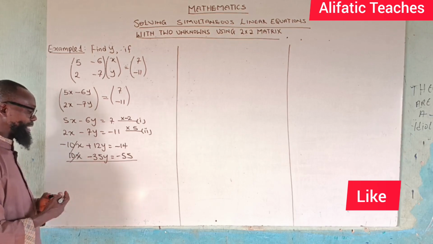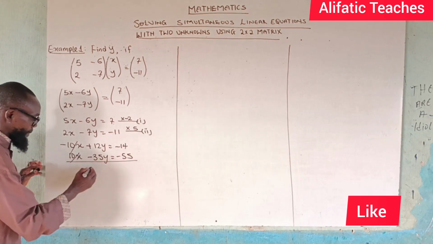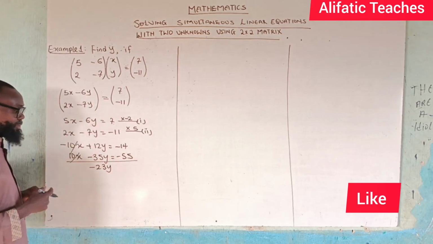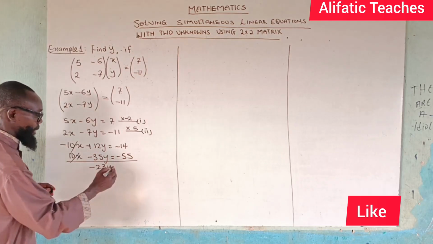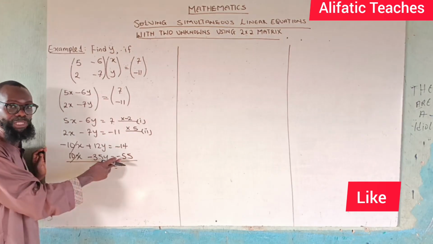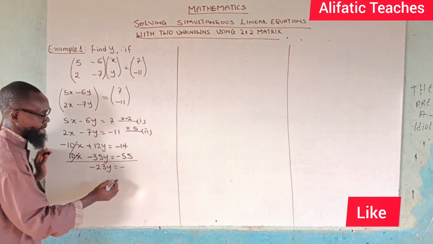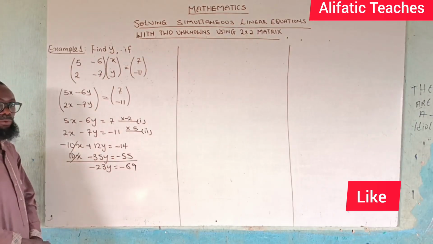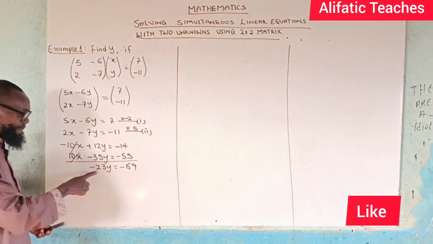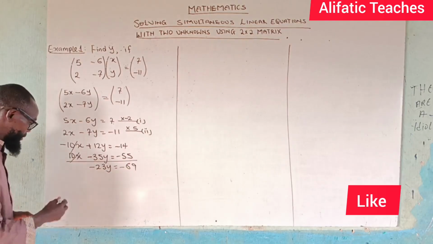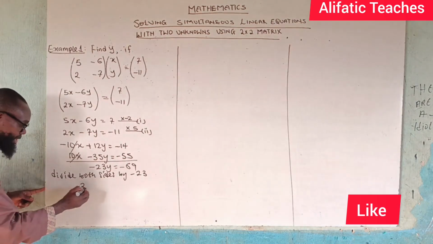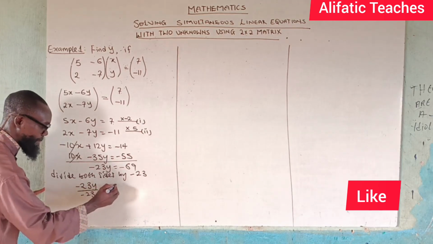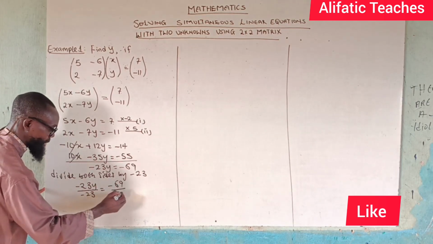Taking away 12 from 35, so we are going to have minus 23y. And minus 23y now equals to minus 14 minus 55, that is minus 69. And I need to get my y. I have to divide both sides by minus 23 in order to get my y. In this case, minus 23y divided by minus 23 is equals to minus 69 divided by minus 23.